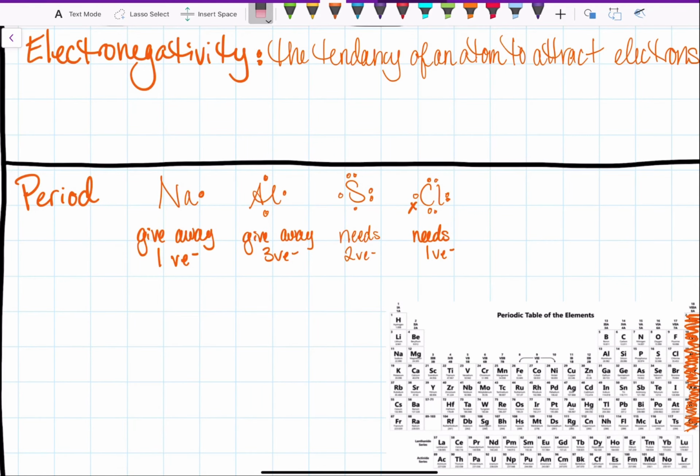So because of that, it has a higher electronegativity. It's going to attract the electrons more. It really wants that other one. Sodium is not going to attract another electron because it's trying to get rid of it. So because of that, it's going to have a really low electronegativity.